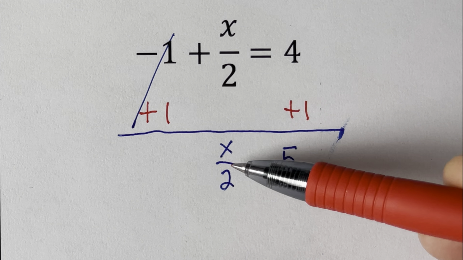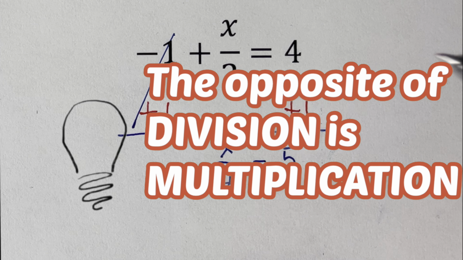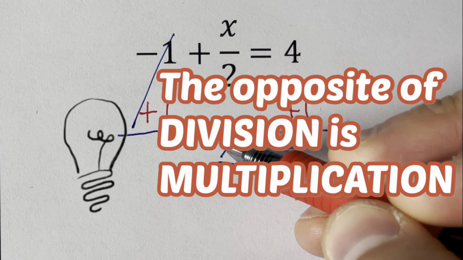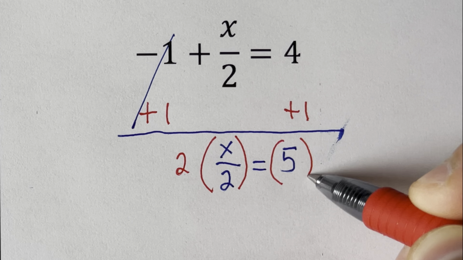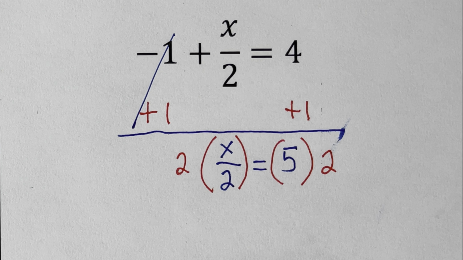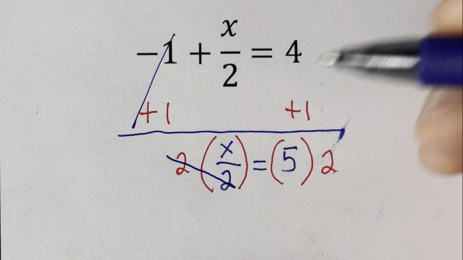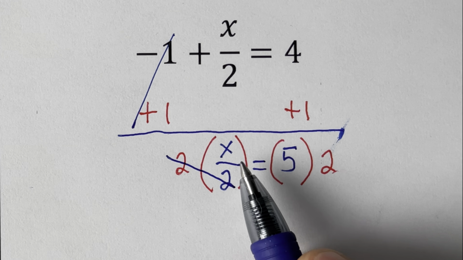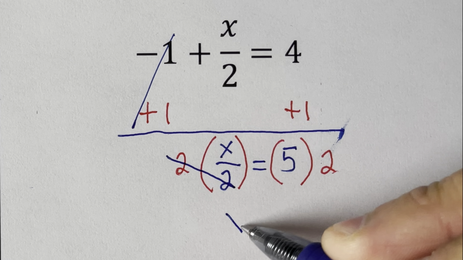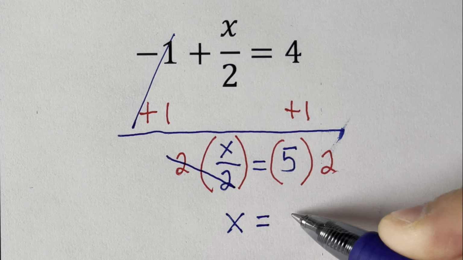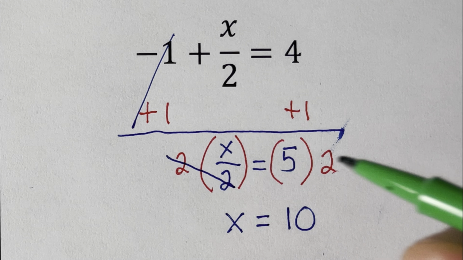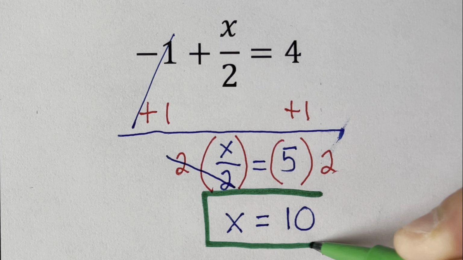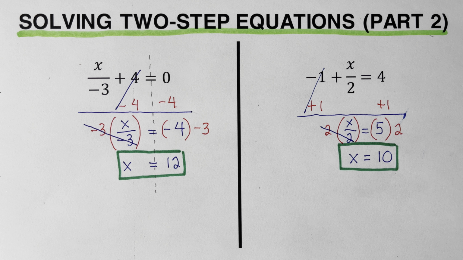Since this is division, we remember that the opposite of division is multiplication. So I will multiply both sides by 2, then multiply by 2 on the other side as well. Then we can cross out the 2 and the 2. We are left with just x. So we can write this as x is equal to positive 10. This is the value of x that will make this equation true. Did you get the same answer as this?